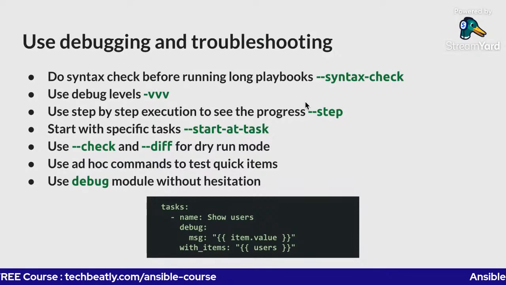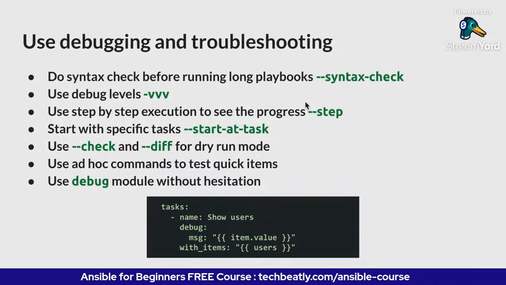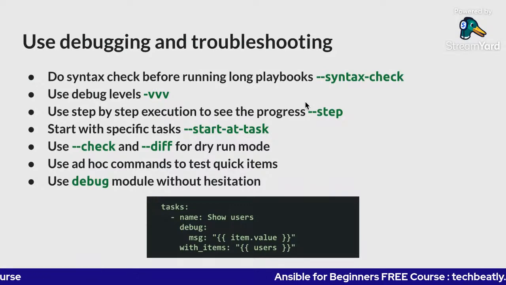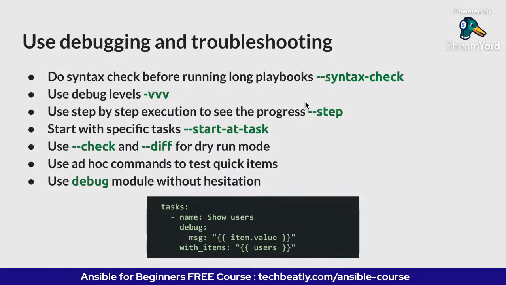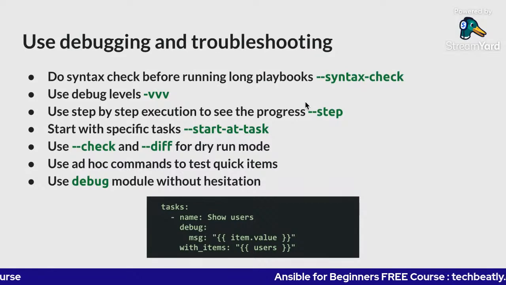Then for debugging, try to use the verbose level like the hyphen VVV option, and you can put a single V or multiple Vs as per your need. Let's say you have some issue, something not working at some stage, try to do it using the hyphen step option. This is very good. And also if you found that your first 5 tasks are working good, but you have an issue with tasks from 6 onwards, try to use the start-at-task option.